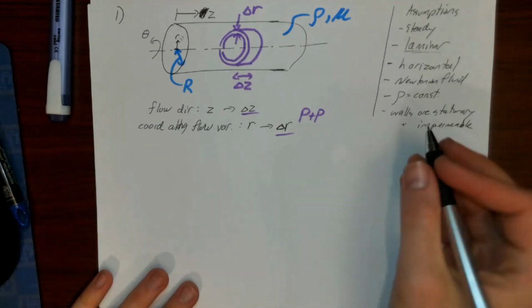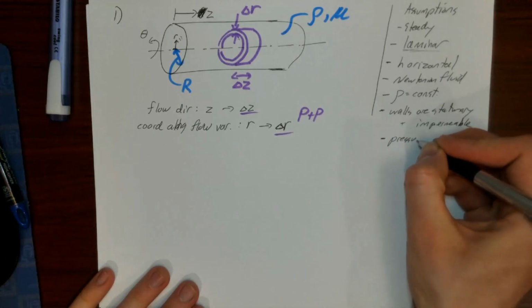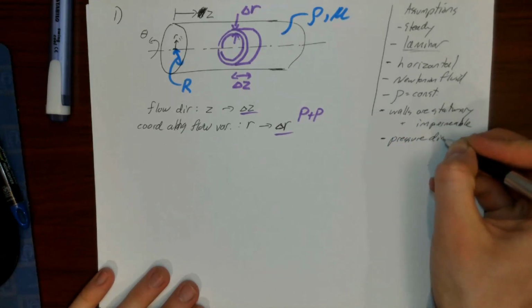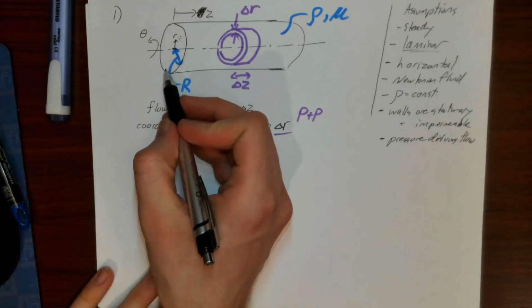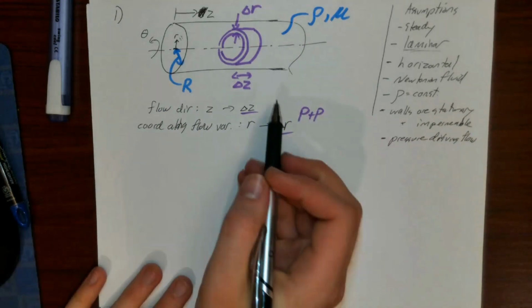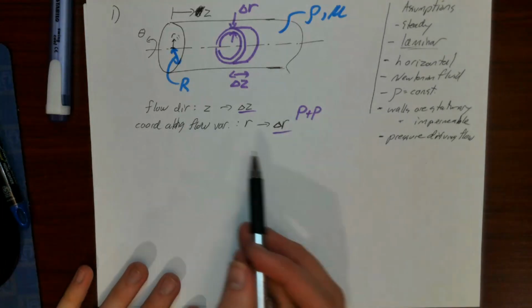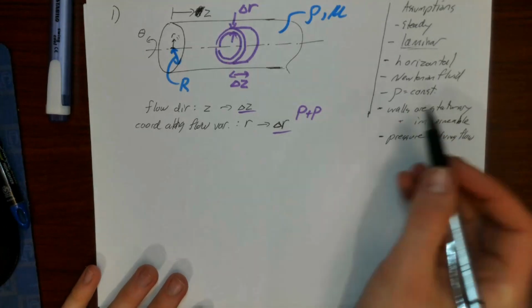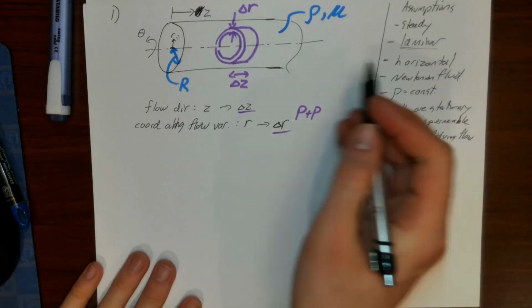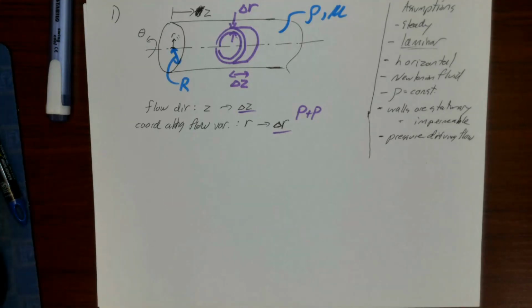And we're basically saying that there's some pressure driving flow. We essentially have some pressure upstream and some pressure downstream, and it's this pressure that's driving the flow right there. So there we have it. These are the assumptions that we're building so far into our model. All right, so what's up next?